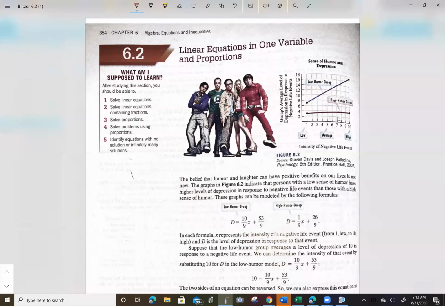Hey everyone, so please have out your notebook and your pencil for notes. Chapter 6.2, linear equations in one variable and proportions.